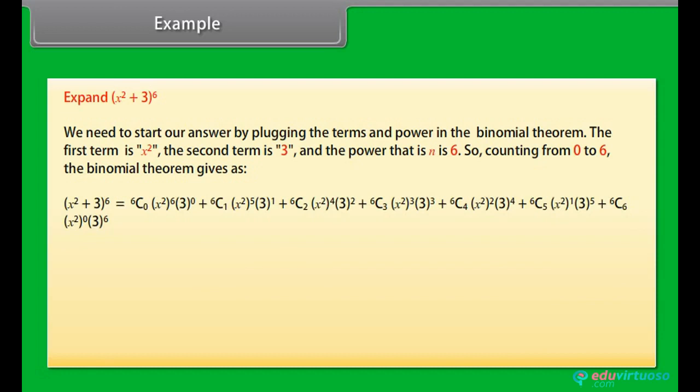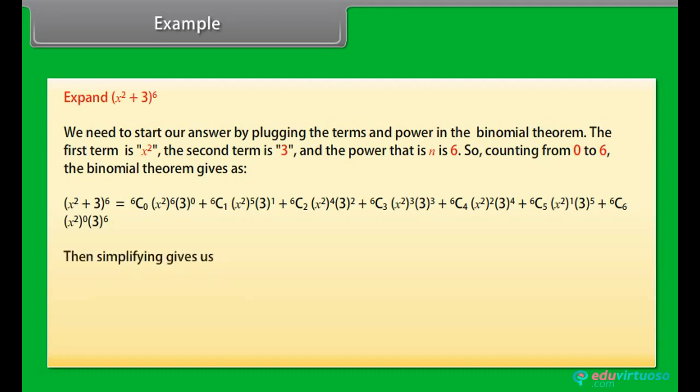to 6C0 into x square raised to power 6 into 3 raised to power 0, plus 6C1 into x square raised to power 5 into 3 raised to power 1, plus 6C2 into x square raised to power 4 into 3 raised to power 2, plus 6C3 into x square raised to power 3 into 3 raised to power 3, plus 6C4 into x square raised to power 2 into 3 raised to power 4, plus 6C5 into x square raised to power 1 into 3 raised to power 5, plus 6C6 into x square raised to power 0 into 3 raised to power 6.